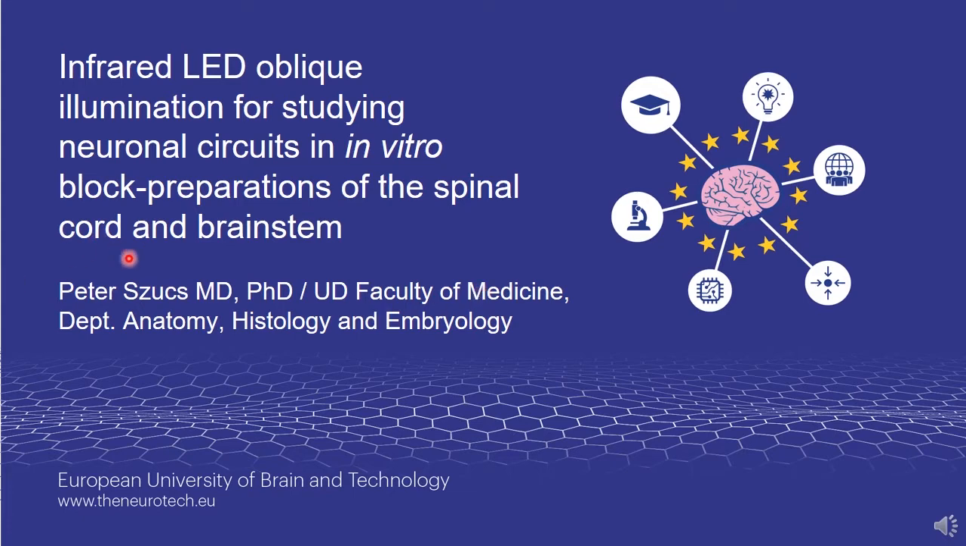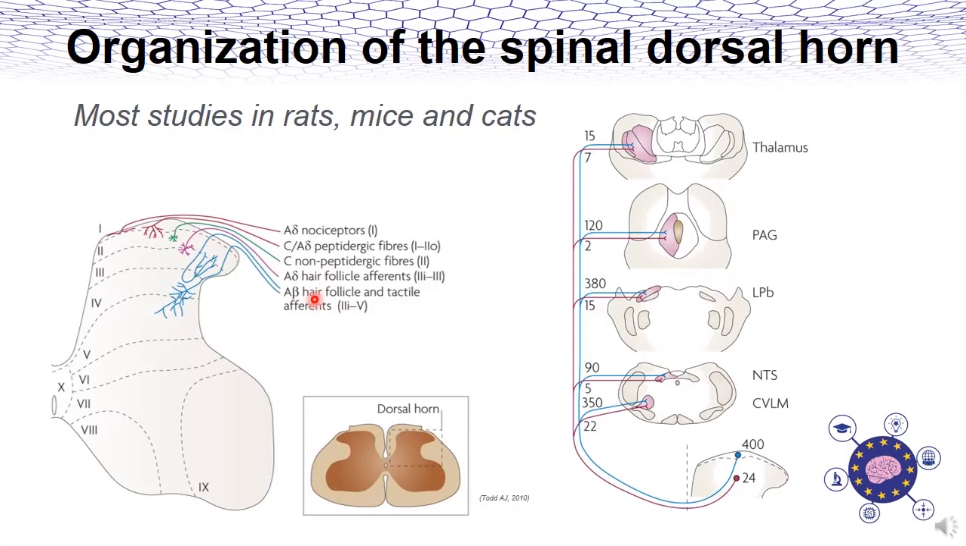My name is Szucs and I am an associate professor at the University of Debrecen. Our research group's main interest is to reveal connectivity in neuronal circuits of the spinal dorsal horn. The region is the location of the first synapse between primary afferents, delivering different sensory modalities, and secondary sensory neurons residing in the superficial laminae.